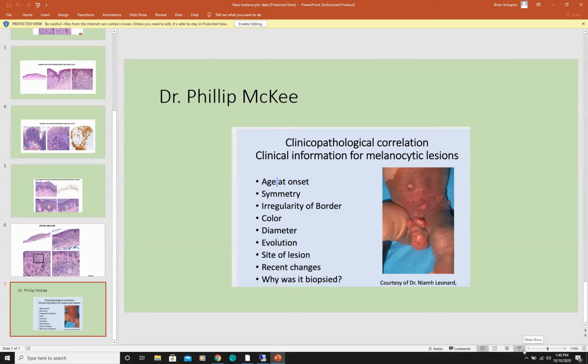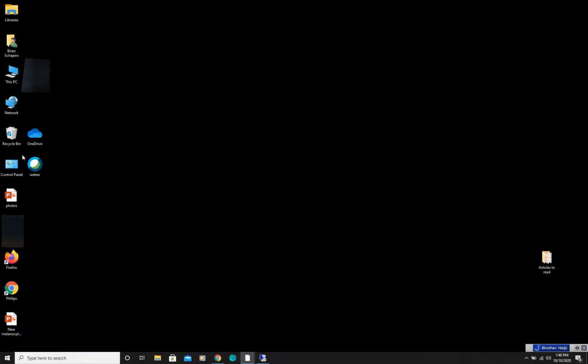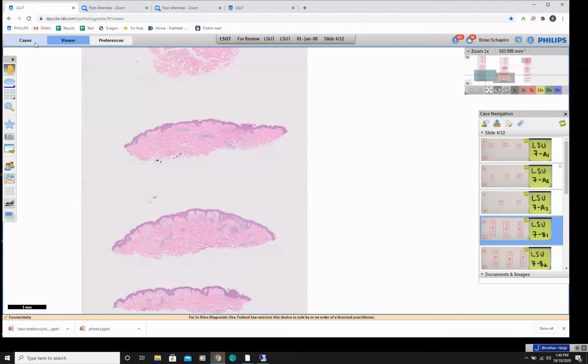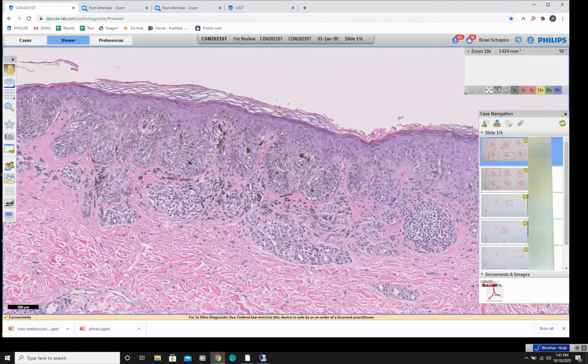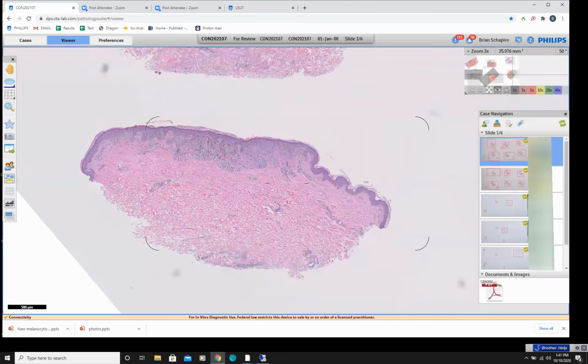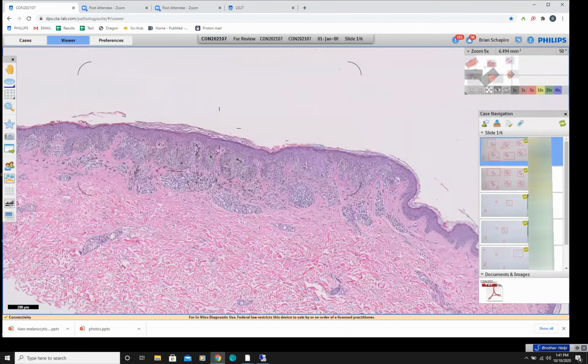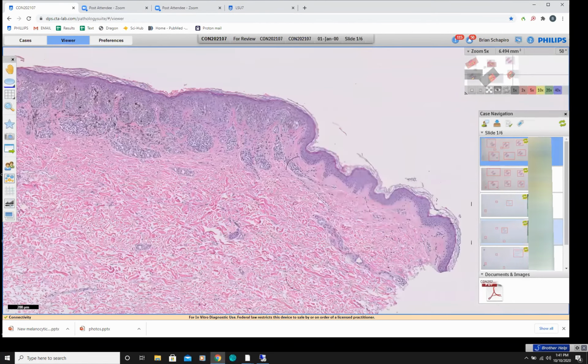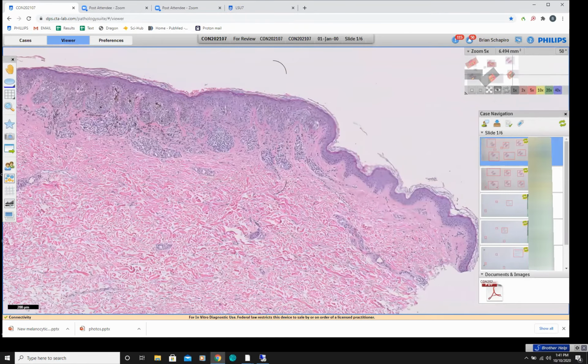So this was what was shown at the conference, and I'm going to show a few cases now that we have of melanocytic lesions, just to show how you could go to these conferences and learn all this stuff and still struggle with these things. So the first case was a case of an adult patient with sun damage, I think in their 50s, on the arm.